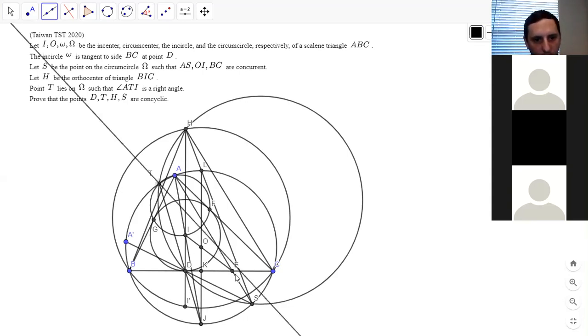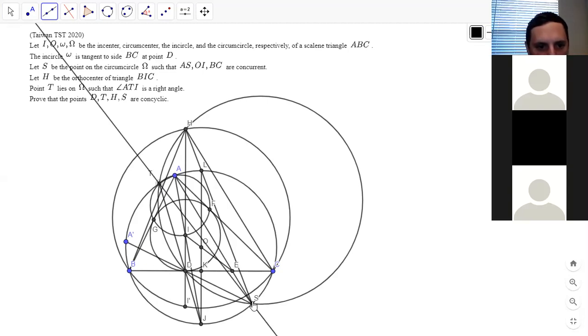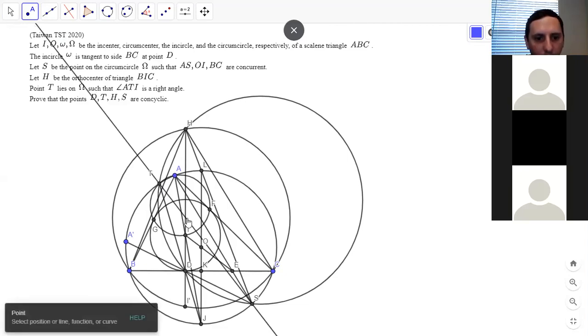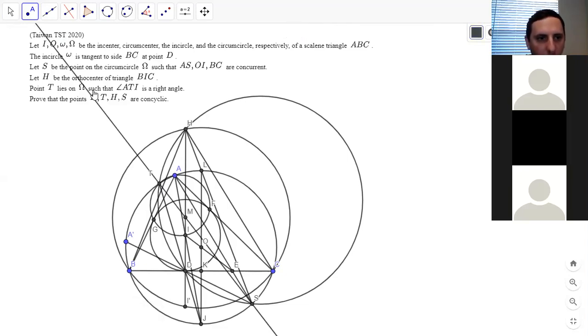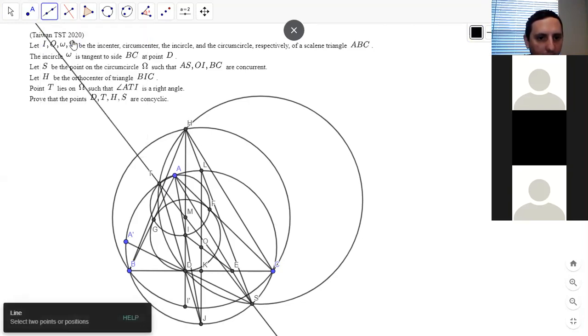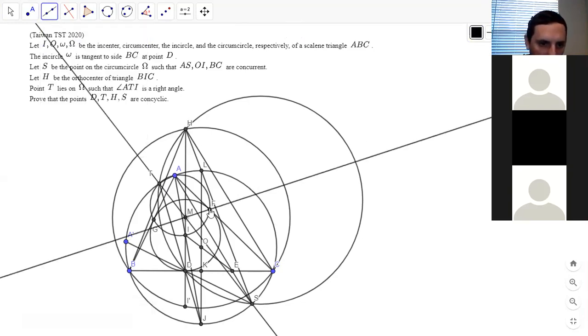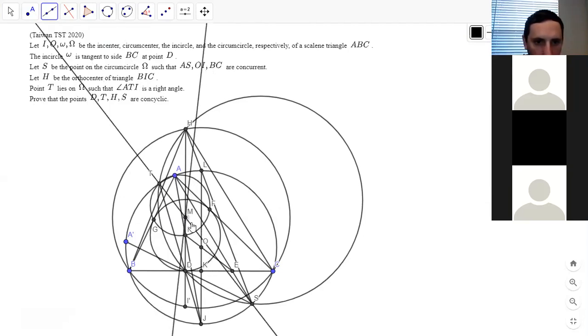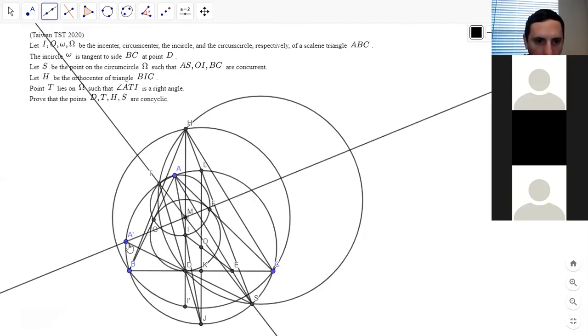What if, let me see if these intersect at a special point. DH and TS. If I draw that point, is there anything special about that? No, no. There's nothing really that I see. Huh.